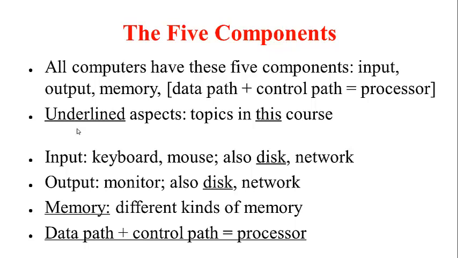The processor itself consists of, as I said, the data path and the control path. The data path indicates the layout of the digital circuit, the wires on which data flows, and the control path refers to the control which determines which data flows where and when.